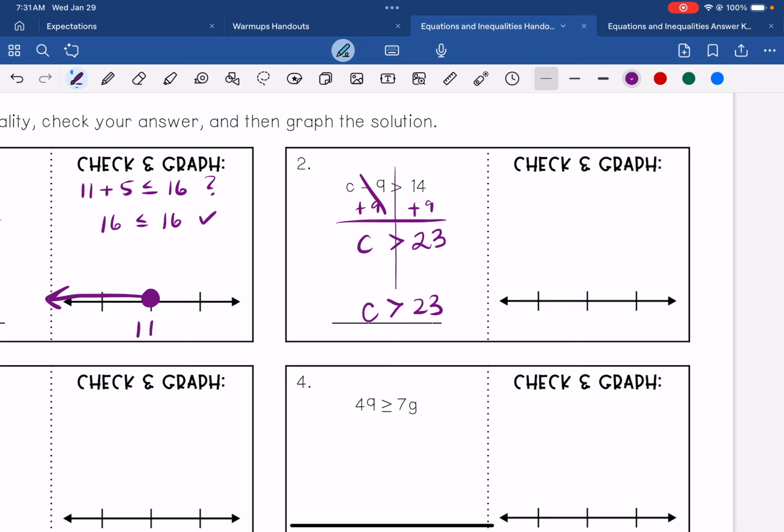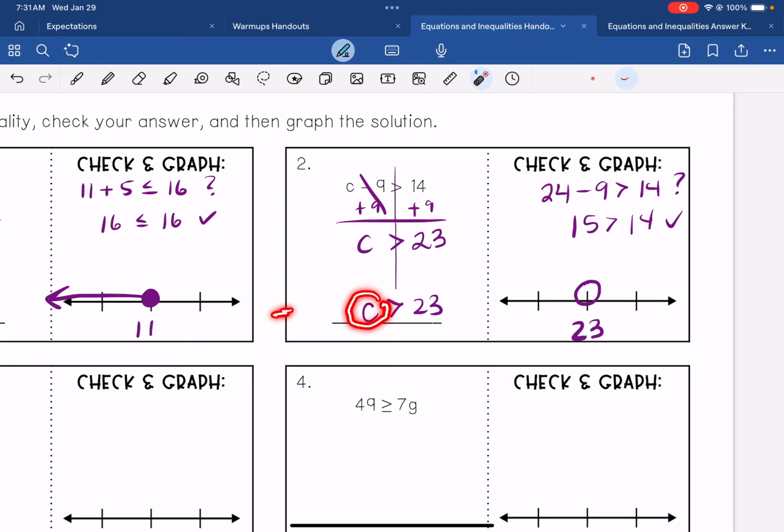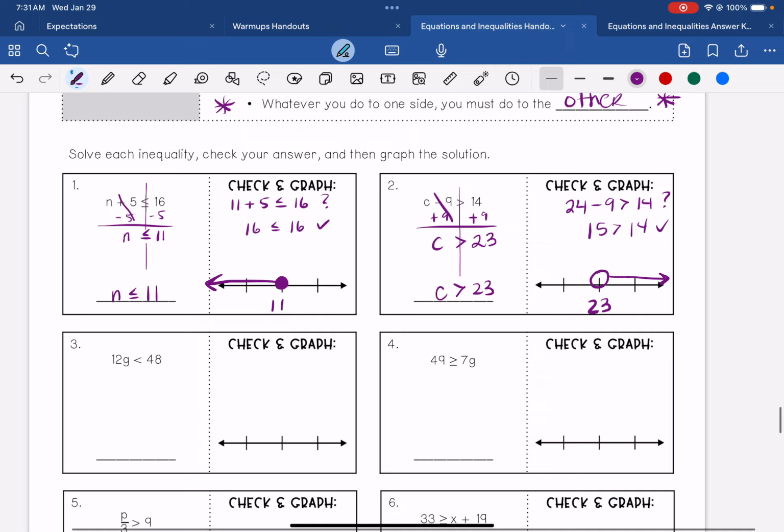All right, for the check, we need to plug in a number that's greater than 23 because that's what we think it is. We'll just do 24 because that is greater than 23. So let's do 24 minus 9, is that greater than 14? Well, 24 minus 9 is 15, and 15 is greater than 14. So let's go ahead and graph that. We use an open circle, put the 23 underneath it. And remember the trick, as long as the variable is on the left side, the arrow should be pointing to the right, like this, and we are done.